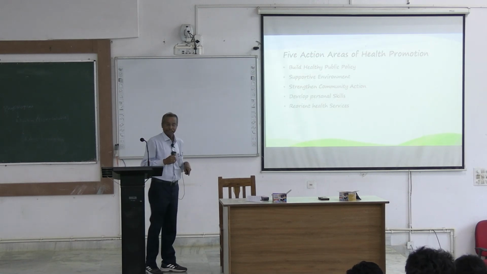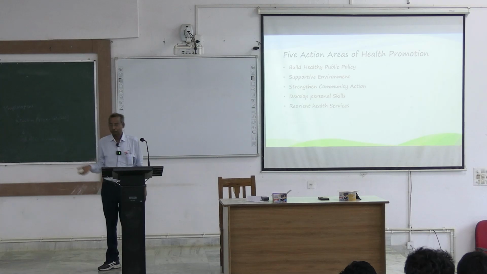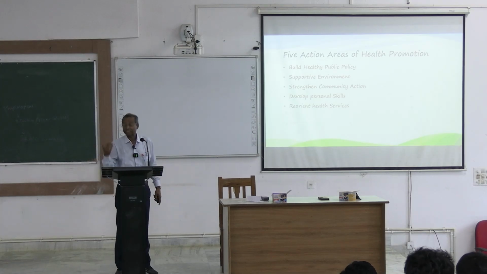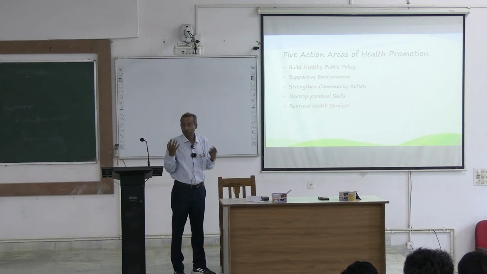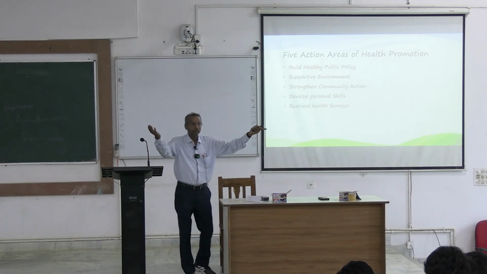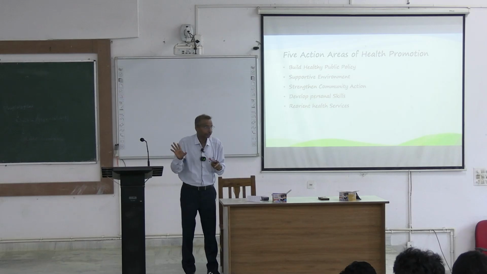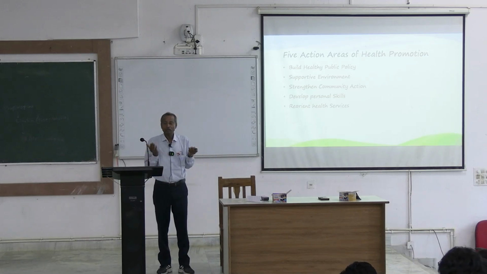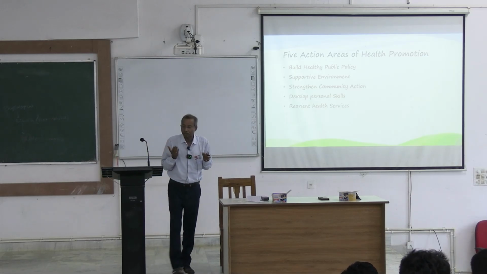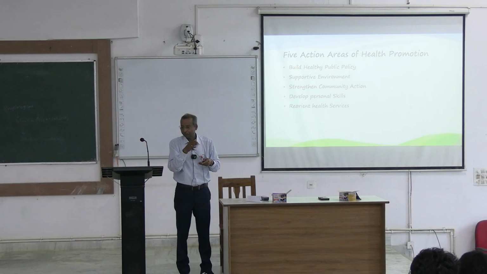Action areas: there are five action areas of health promotion. Number one, build healthy public policy. Without public policy nothing can be done, nothing can be sustained. Next, the environment must be supportive. You are the community people. The environment is supportive, for example, not too hot, not too cold, no noise. And the third one is community: strengthen community action, involve the community, empower the community. The community will come forward and demand their health needs. Then the government will have to provide these services to meet their needs.